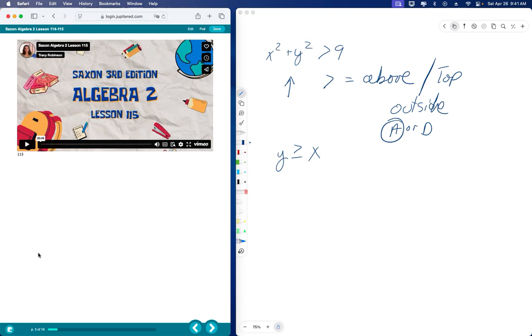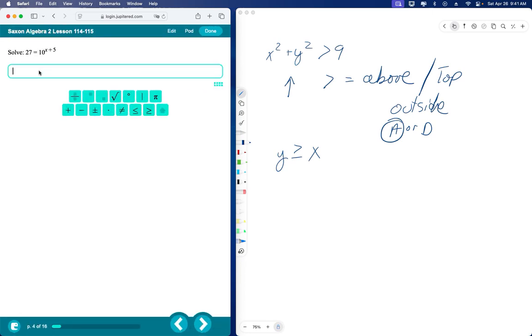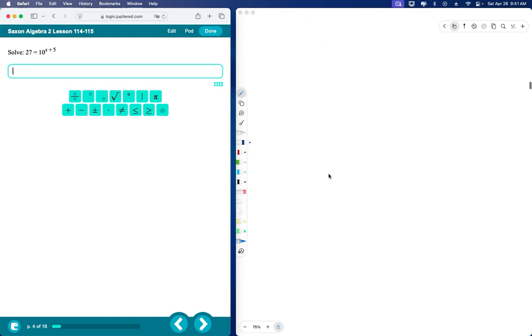That was all for lesson 114. That was it. So now we're in lesson 115. So let's look at, we are solving for these little exponents up here. So this is a base 10, so we have to turn this into a base 10. Let me make this larger so we can actually see what we're looking at. There we go, because the number was kind of small. So 27 is equal to 10^(x+5). First thing we have to do is put this in a base 10.